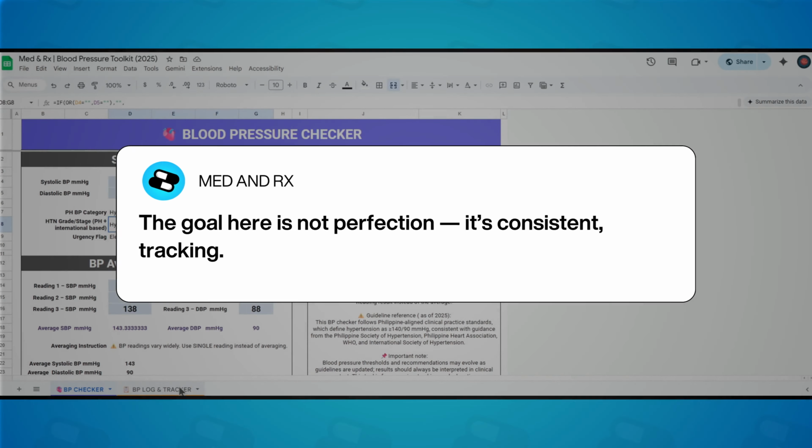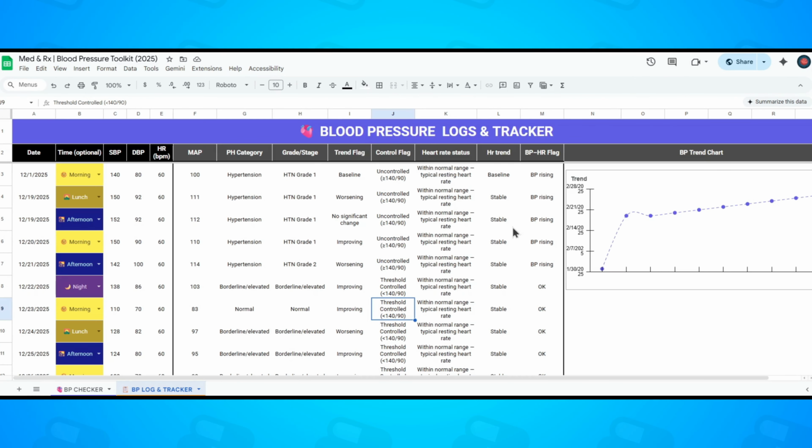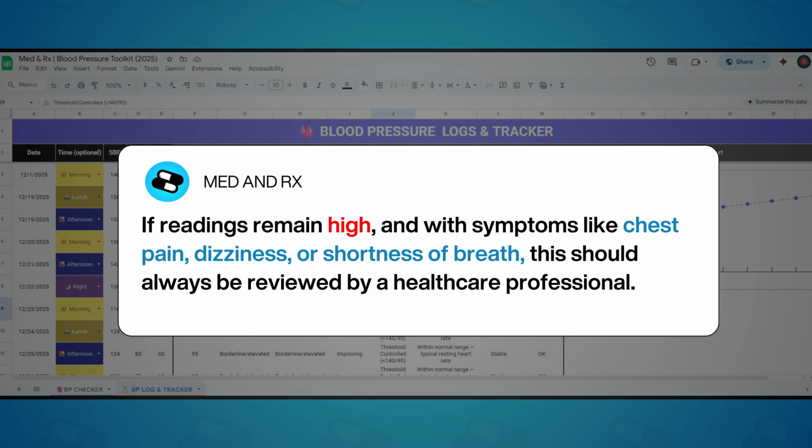This makes your follow-ups more meaningful and avoids unnecessary interpretations of isolated readings. A safety reminder: if blood pressure readings remain high and are accompanied by symptoms like chest pain, dizziness, and shortness of breath, this should always be reviewed by a healthcare professional.